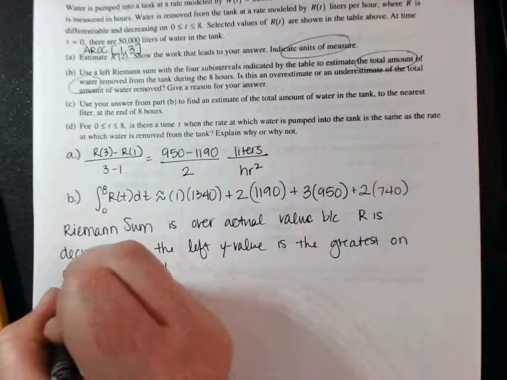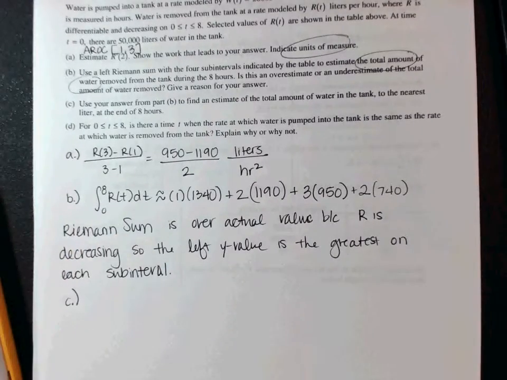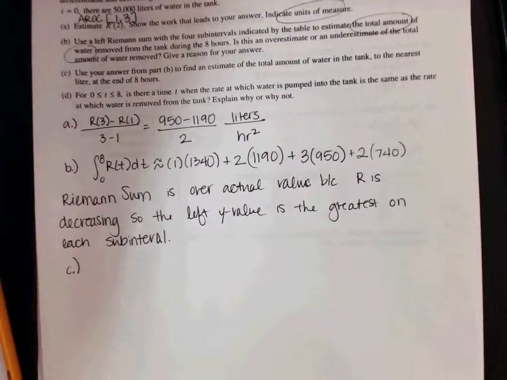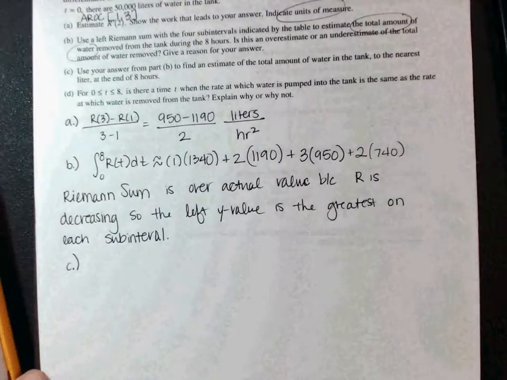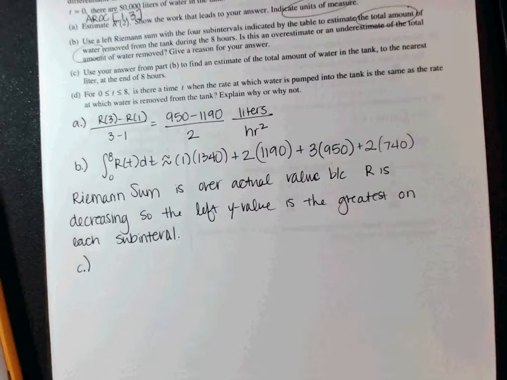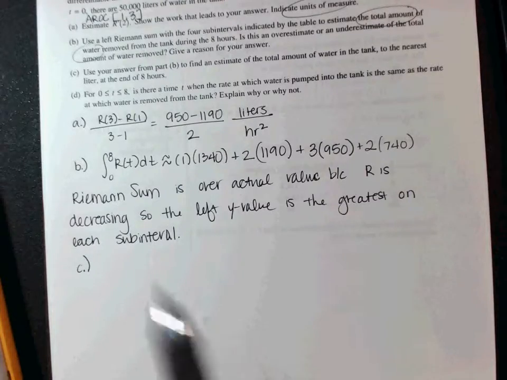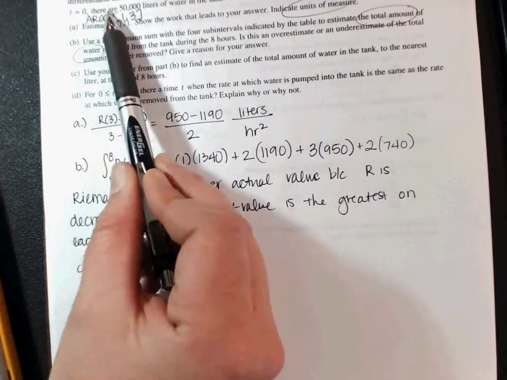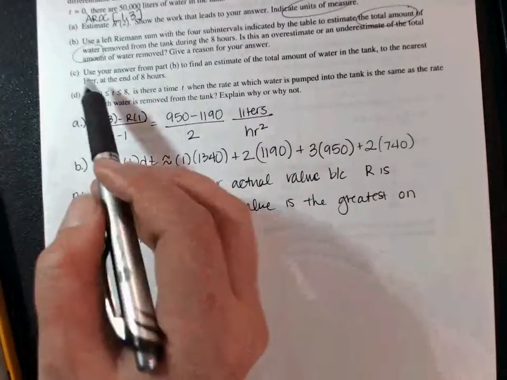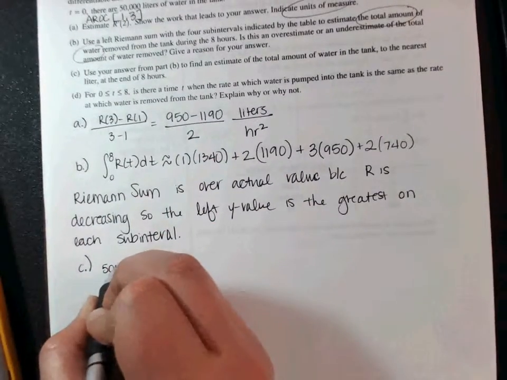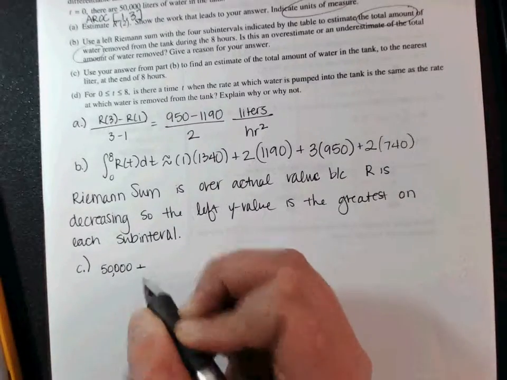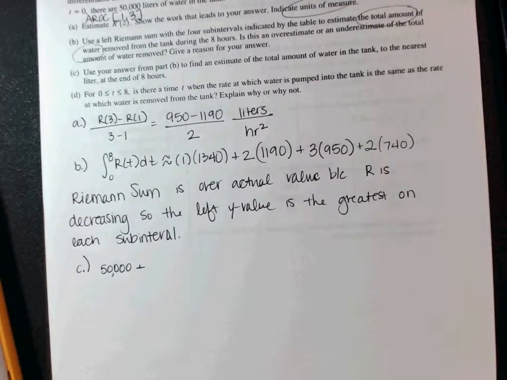Alright, part C. Use your answer from part B to find an estimate of the total amount of water in the tank at the end of 8 hours. Okay, first thing that I would do is look back at the question. How much water is starting in the tank? Sometimes it starts empty, but sometimes it doesn't. Okay, very good. If you look right here, it says at time 0, there's already 50,000 liters of water. So I need to do 50,000 plus, then which of my rates is going in? My R of T or my W of T?